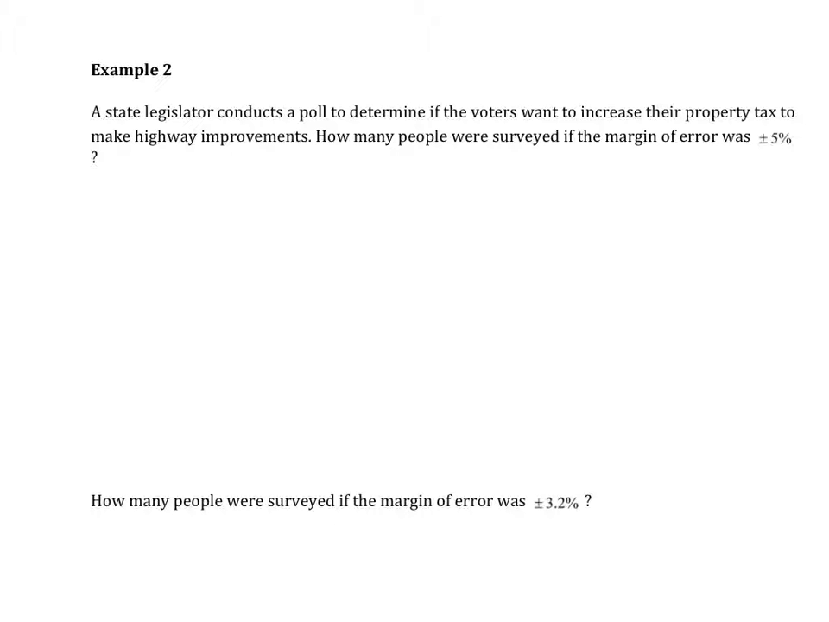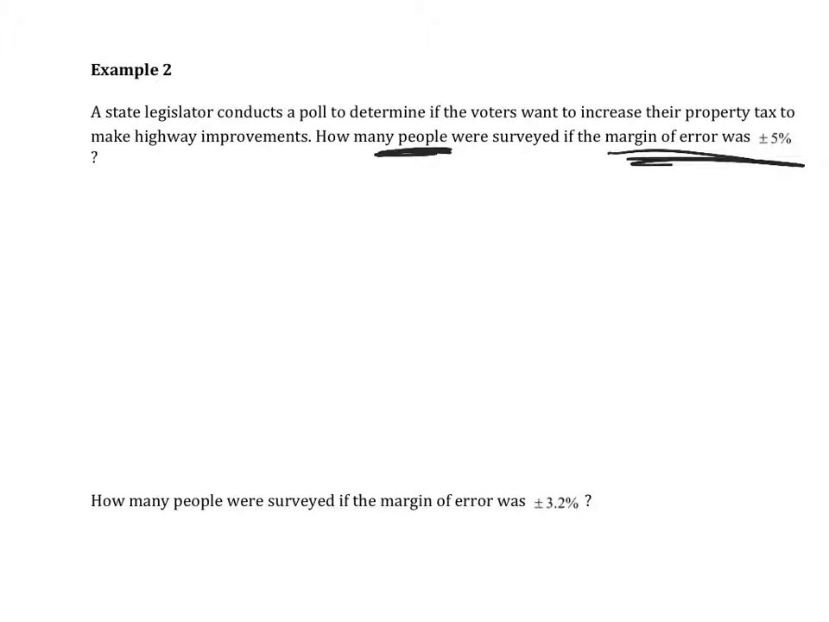They're gonna give you the margin of error, and we're going to find out how many people they actually surveyed. So it says a state legislature conducts a poll to determine if the voters want to increase their property taxes to make highway improvements. How many people were surveyed? So we're looking for people. That's what our answer is. If our margin of error was plus or minus 5%.